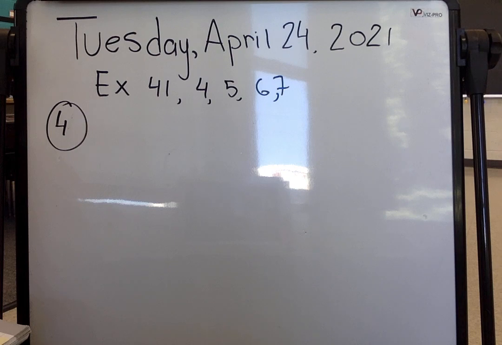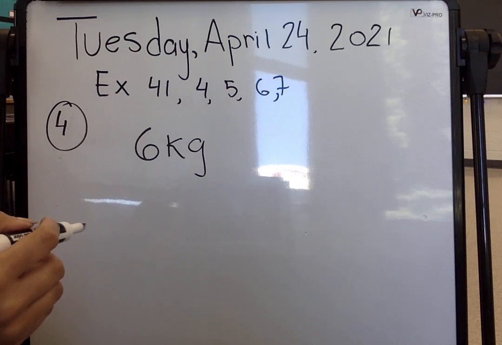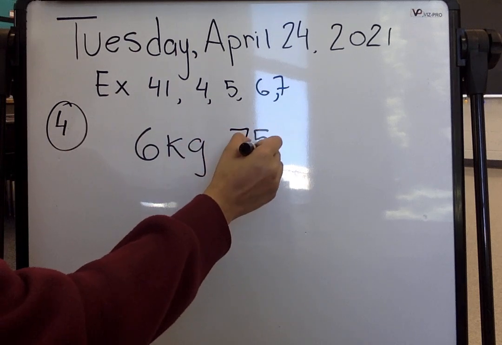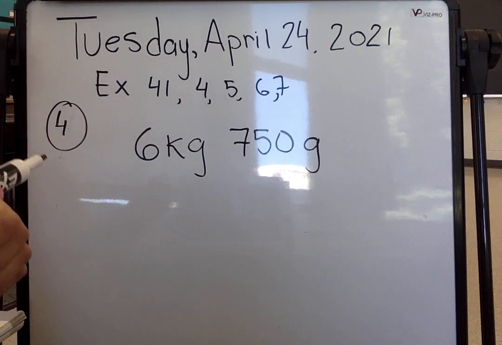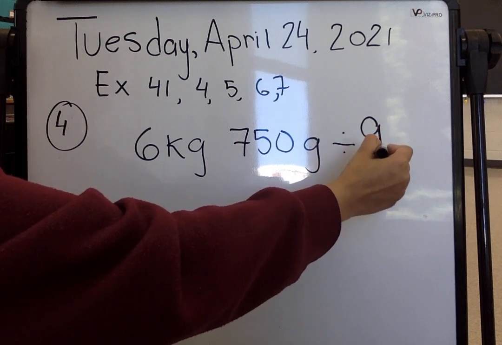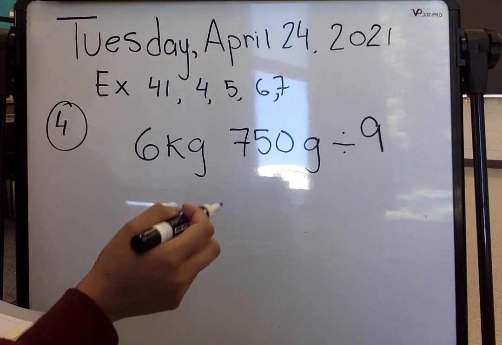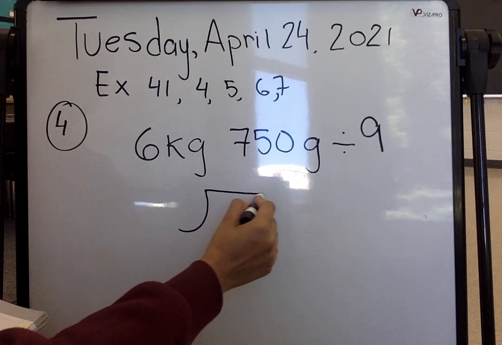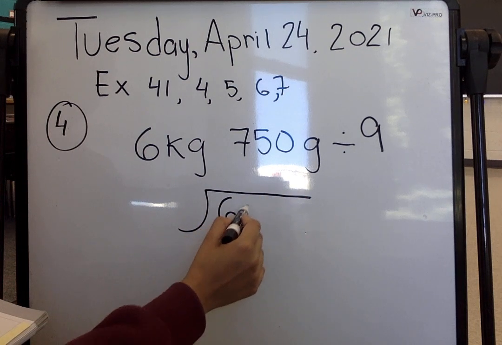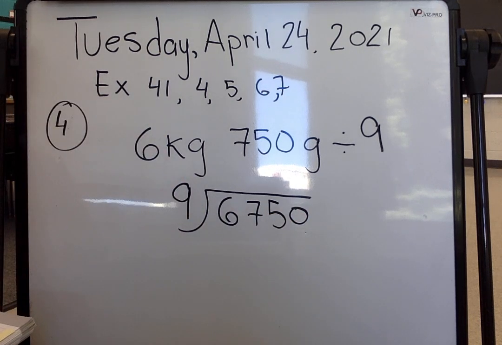We have 6 kg and 750 grams. And we need to divide it by 9. Okay, so grade 4s, again, exactly what we did. So like we multiplied, we are going to divide up like this. Okay, now I would like you to go ahead and divide it.